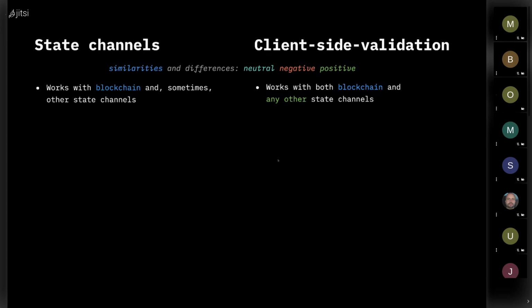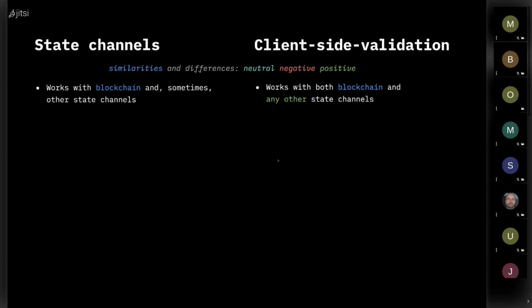State channels work with blockchain and sometimes other state channels. As I just said, you can compose state channels on top of other state channels. In the client-side validation world, you can work with both blockchain and any other state channel. While there might be a possibility of composing one state channel with other state channels, there could be many cases when you can't combine different types of state channels. There is no trivial or universal way to put one state channel on top of other state channels.